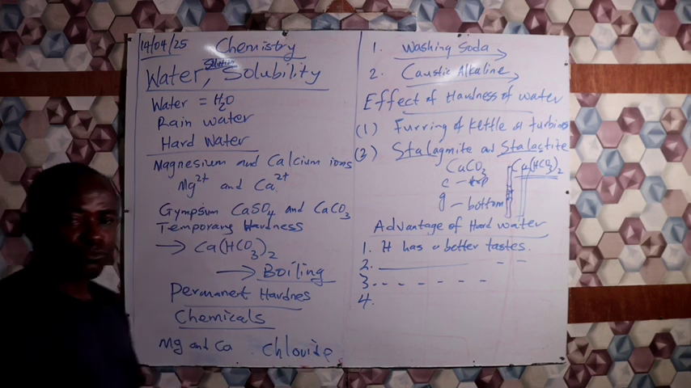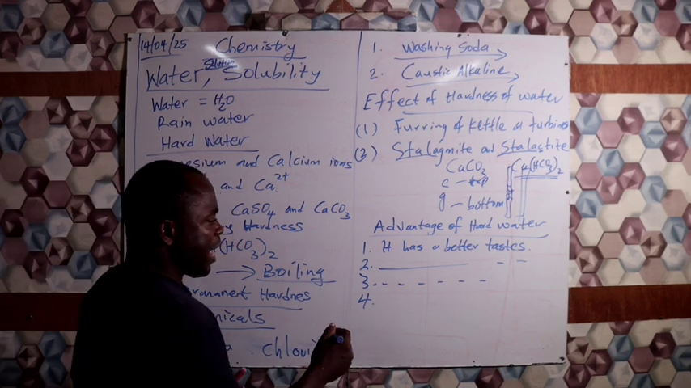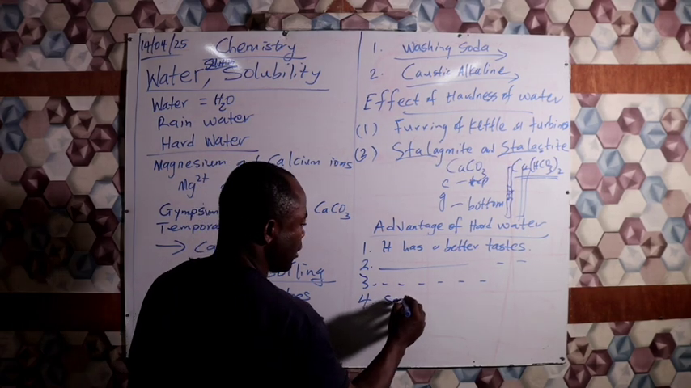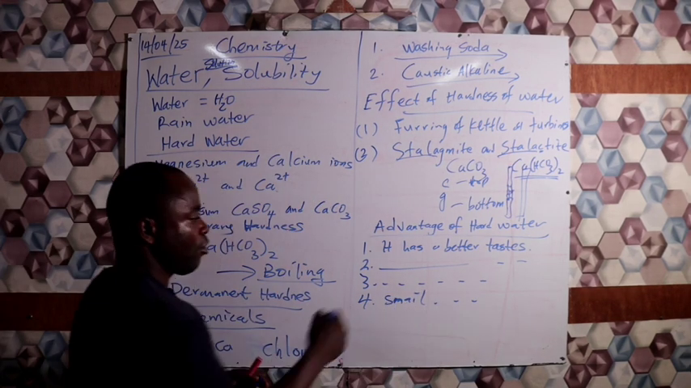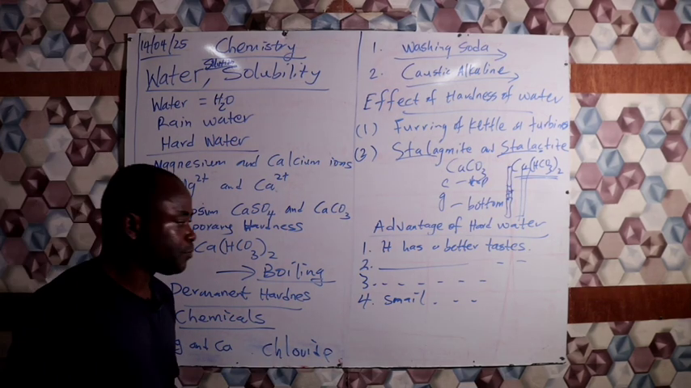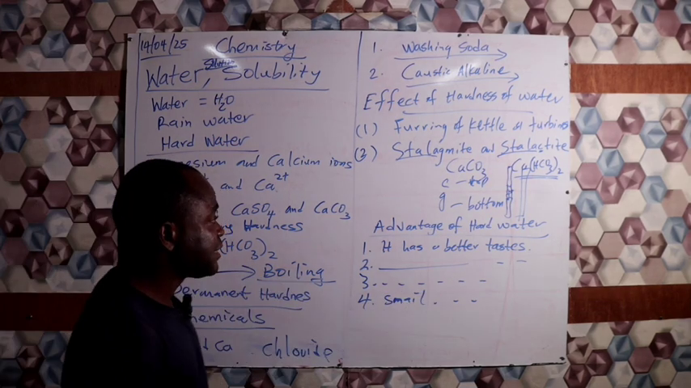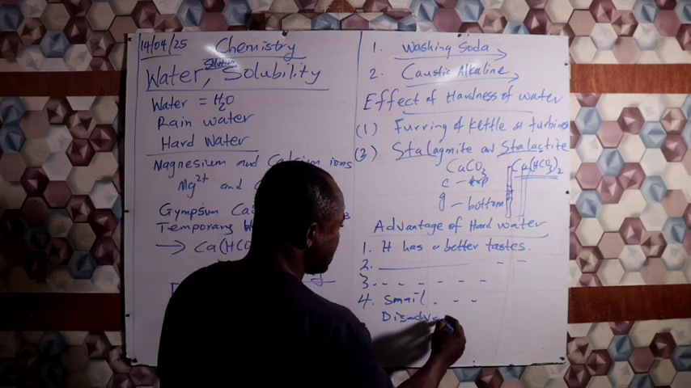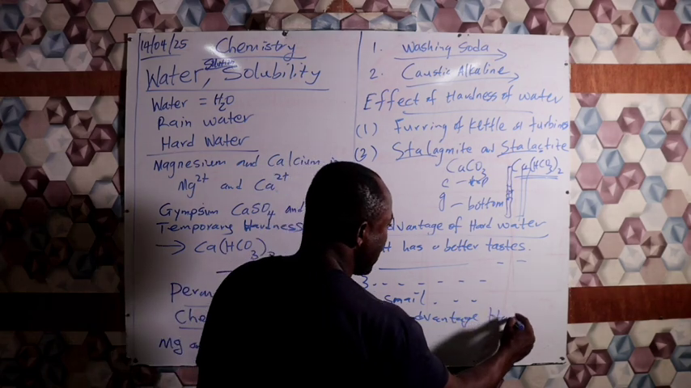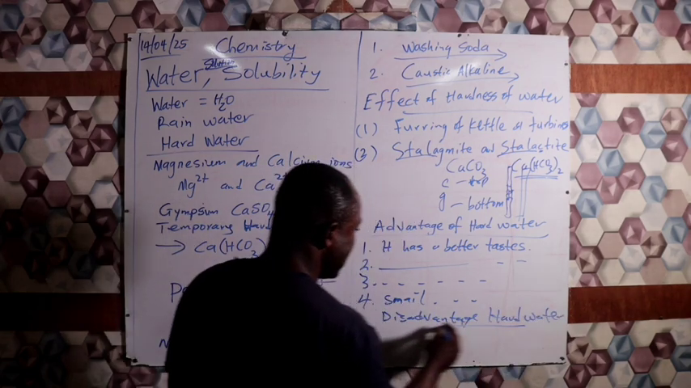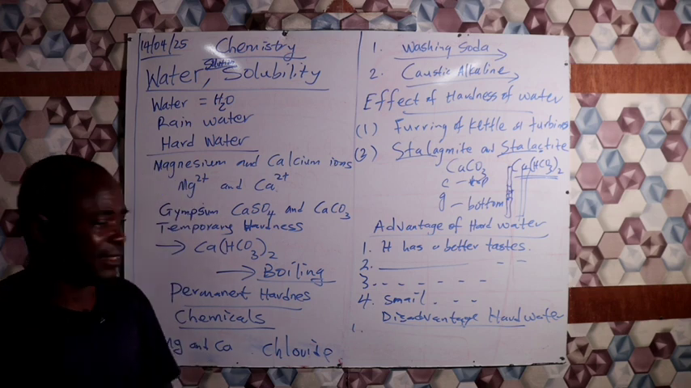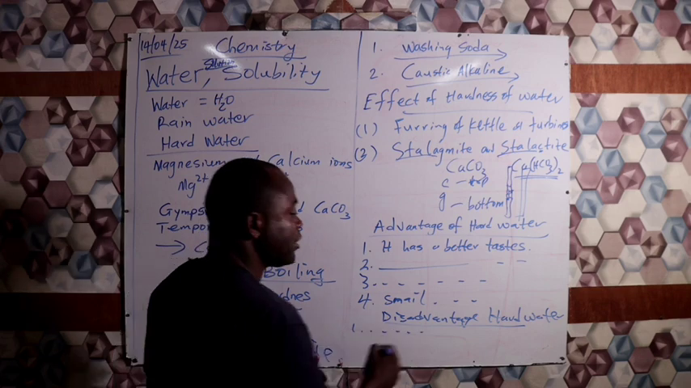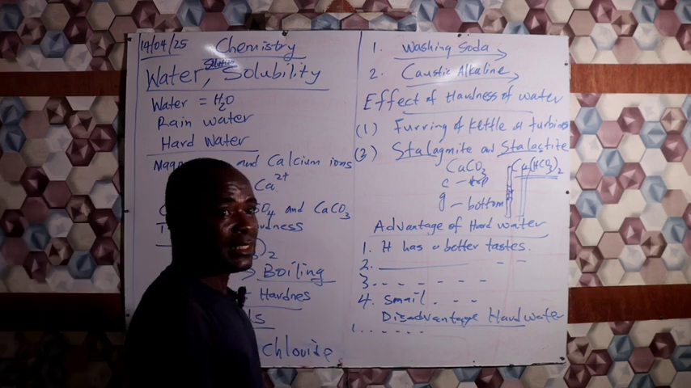Then apart from that, hard water also helps in the formation of the shell of snail, and some other organisms in the sea, in the river. So hard water enables that. But we have disadvantages. There are also disadvantages of hard water. Number one disadvantage is that hard water does not form lather easily with soap. You have to add soap, so you waste a lot of soap for you to get it.